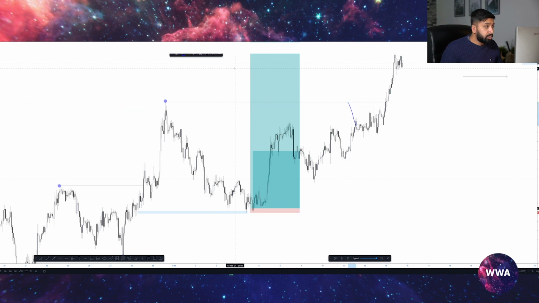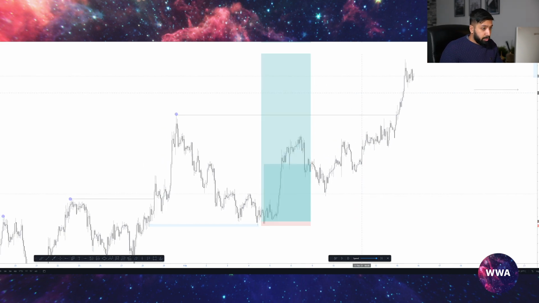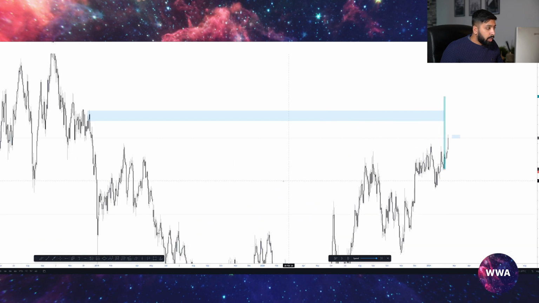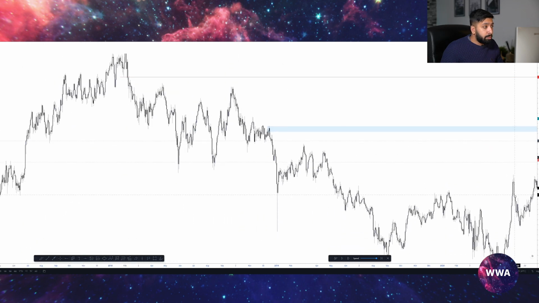50% got removed at a structural point, then 30% got removed at the relevant supply zone. So if I switch to the daily time frame for a second, what can we see when you take a look at the daily price action here?